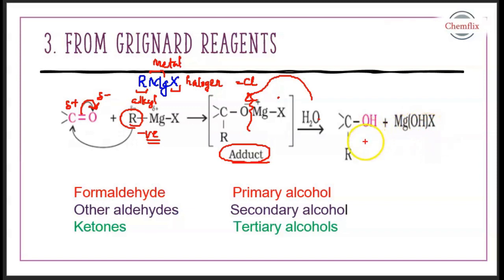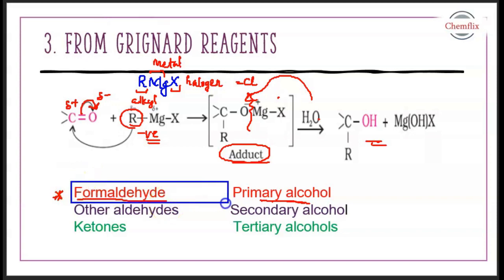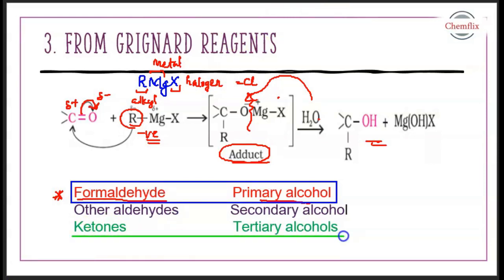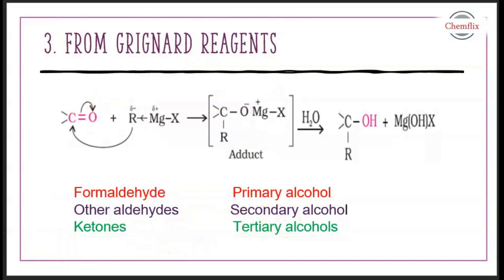ഇവിടെ ശ്രദ്ധിക്കേണ്ട കാര്യം, formaldehyde ആണെങ്കിൽ only formaldehyde will give primary alcohol. ഇത് important ആണ്. വേറെ ഏത് aldehyde ആണെങ്കിലും secondary alcohol കിട്ടും. Ketone ആണെങ്കിൽ you will get tertiary alcohol. അപ്പോൾ Grignard reagent ൽ നിന്ന് അങ്ങനെയാണ് corresponding alcohol prepare ചെയ്യുന്നത്. Okay, now moving to the next slide.